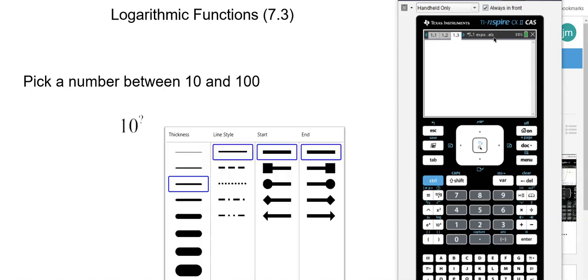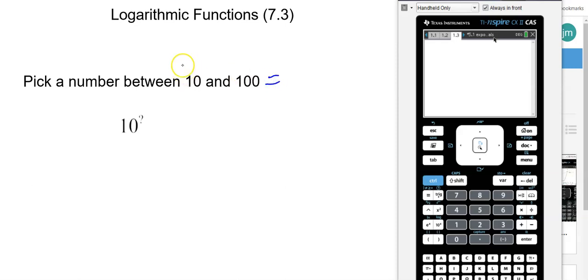Okay, so today we're talking about logarithms. Let's start with kind of a game type problem. So pick a number between 10 and 100. I'm just going to pick 52. Okay, so we're going to try to find out the answer to 10 to the what power equals 52.